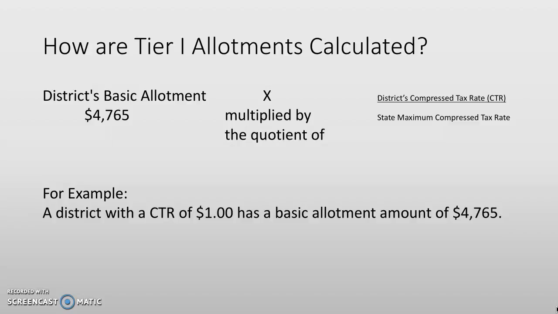This slide shows us the formula that the state uses to calculate the Tier 1 allotments. Basically, the district's basic allotment, let's say it was $4,765. That amount is multiplied by the quotient of the district's compressed tax rate divided by the state's maximum compressed tax rate. So an example would be a district with a CTR of $1 has a basic allotment amount of $4,765.